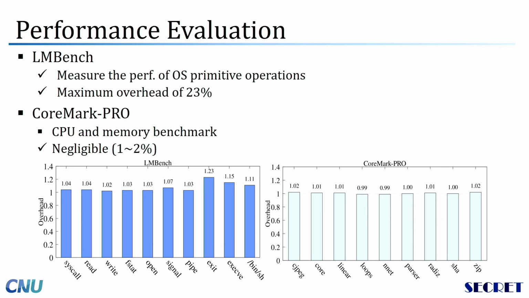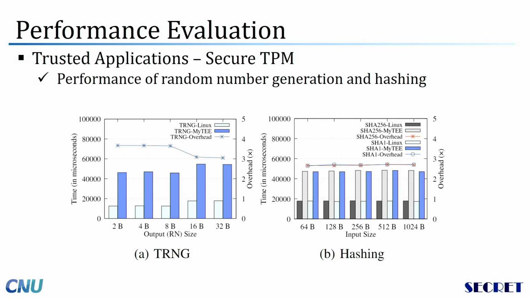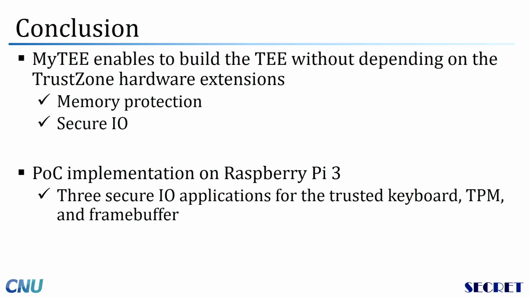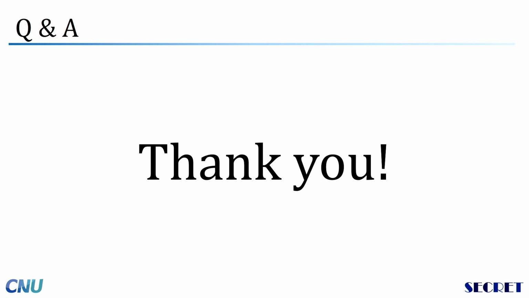Let me skip the performance evaluation due to the time constraint. In conclusion, we propose MyTEE, which enables building a TEE without depending on the TrustZone hardware extension. In addition, to show the feasibility of our approach, we implemented a POC on Raspberry Pi 3 and demonstrated a secure I/O application. Thanks for listening. I'm happy to take any questions.